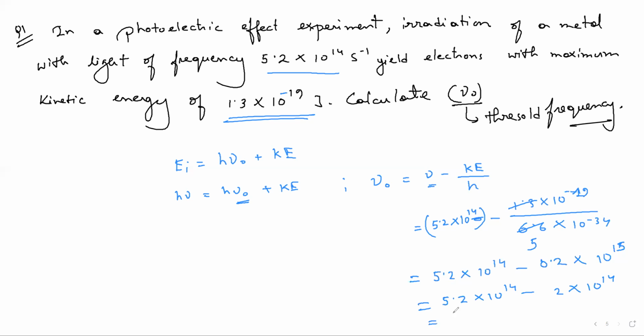Now 10 to the power 14 is common. Take common 10 to the power 14. So 5.2 minus 2 becomes 3.2 into 10 to the power 14 second inverse. That is the final answer.